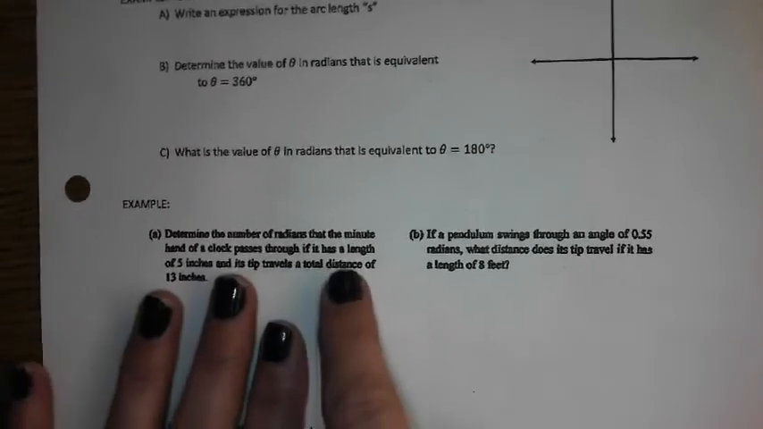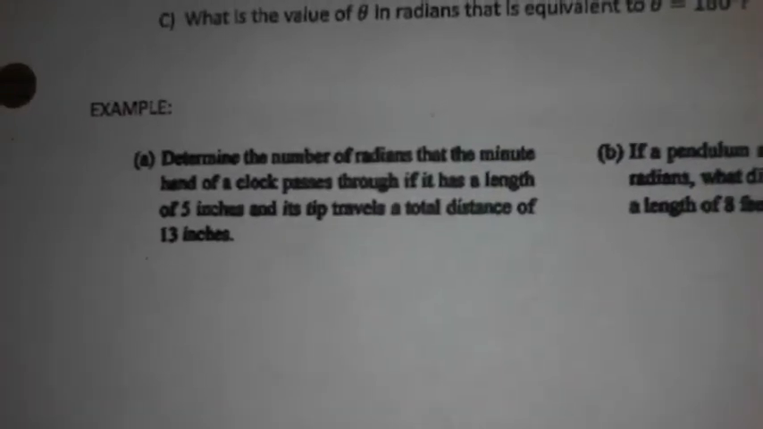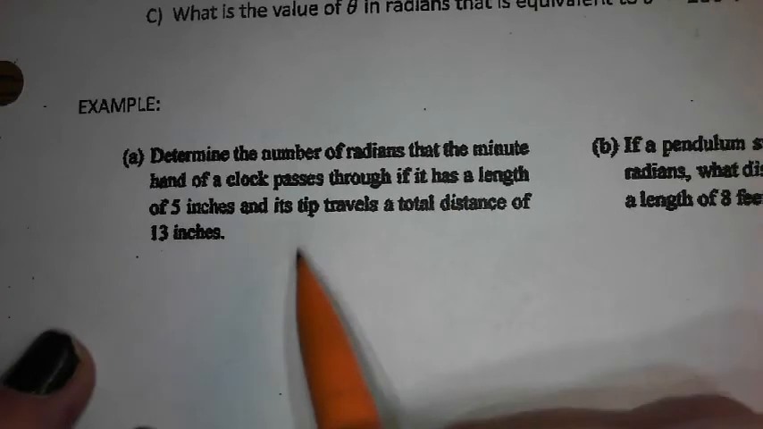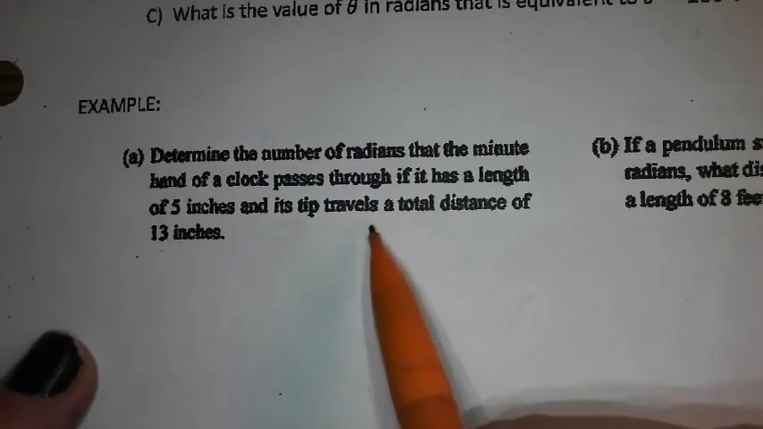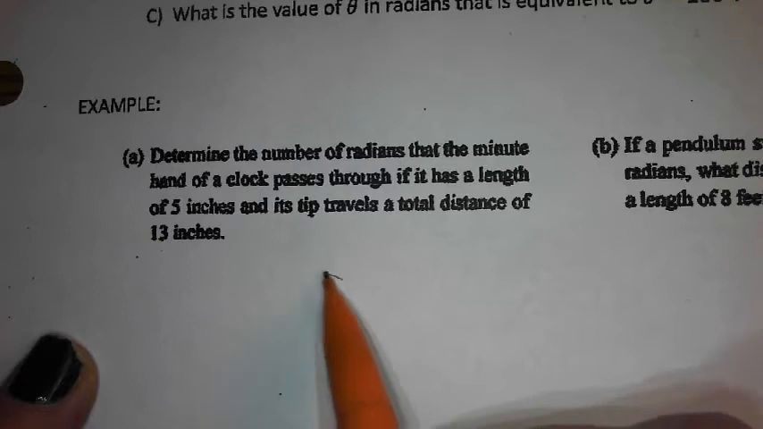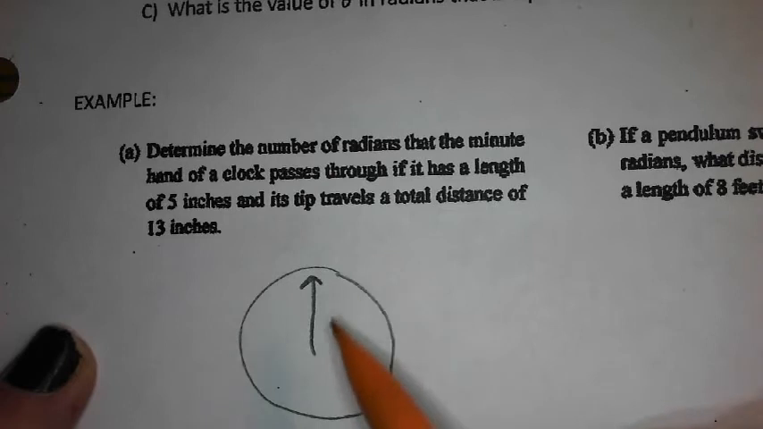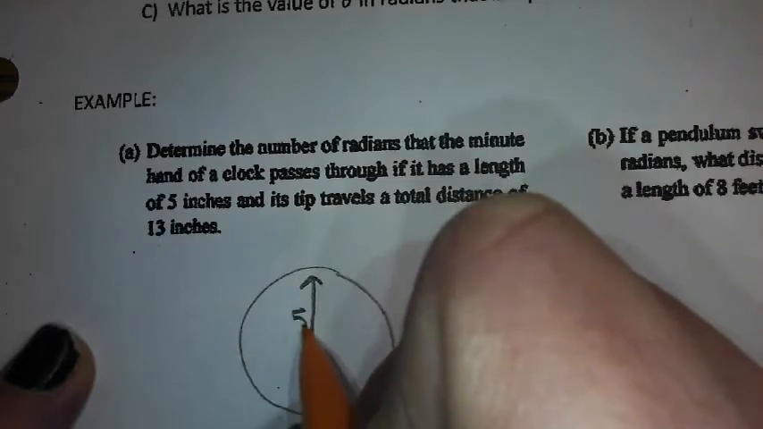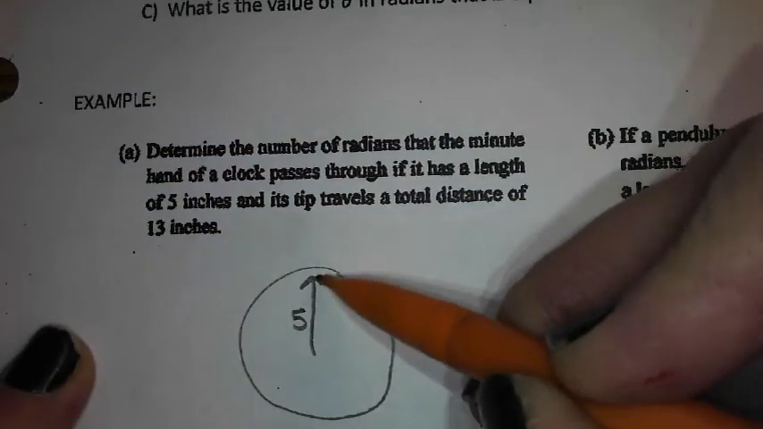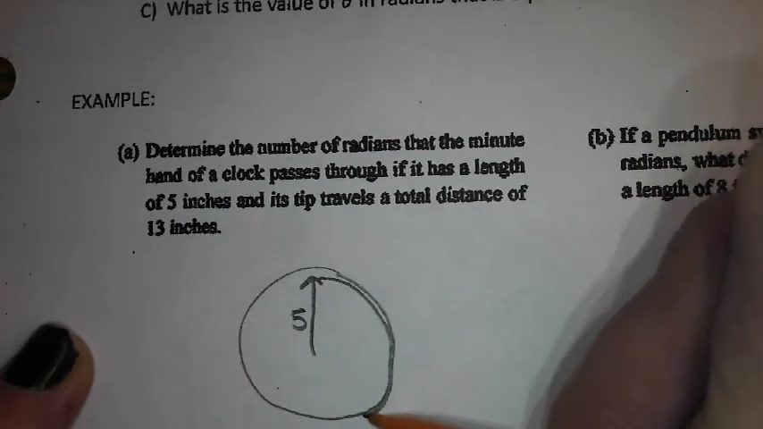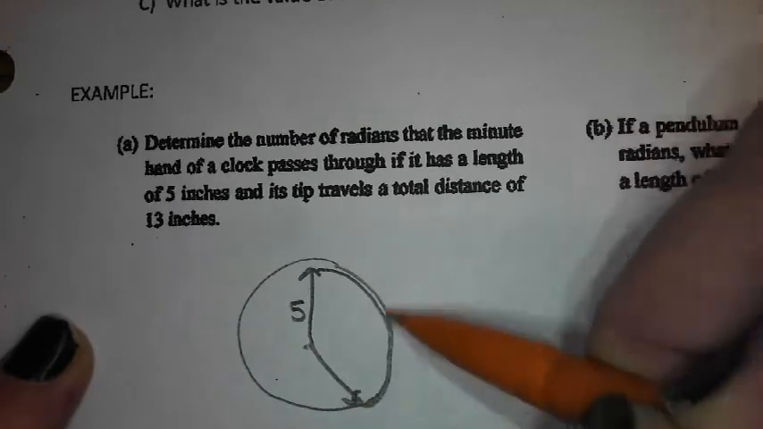But let's just jump right down to an example where we're going to use the SOAR formula. Determine the number of radians that the minute hand of a clock passes through if it has a length of 5 inches and its tip travels a total distance of 13 inches. Let's just pretend our hand of the clock is starting there. It has a length of 5, and the tip, as it's rotating around, is going to go around 13 inches.